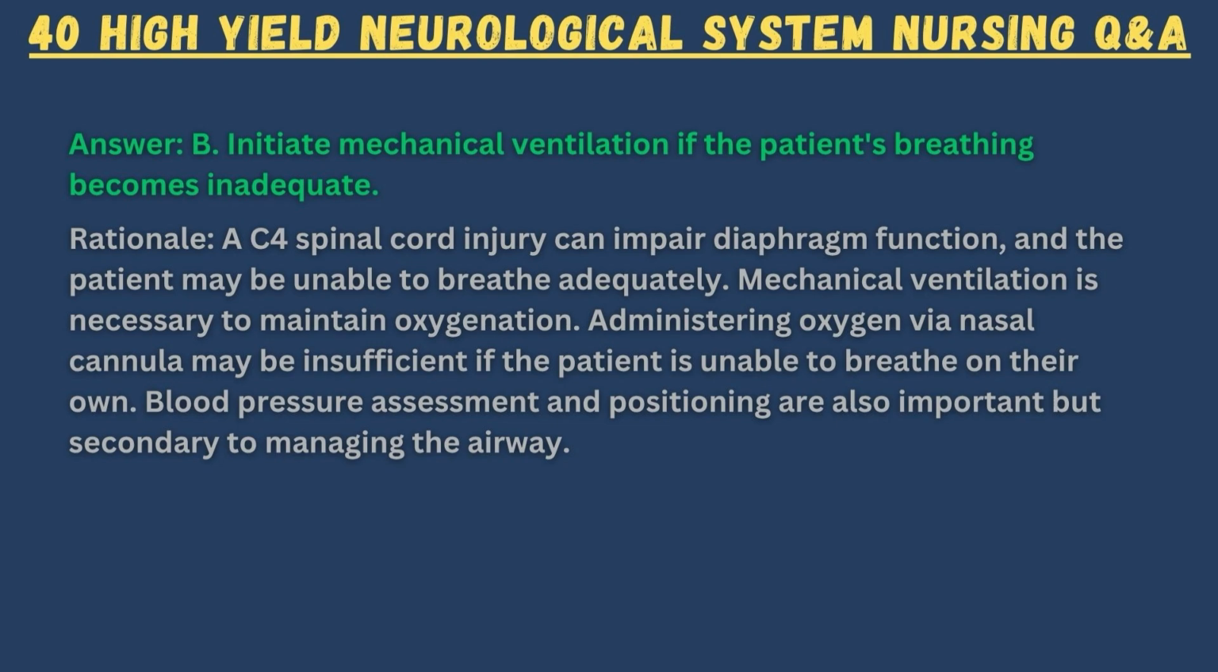Answer: B. Initiate mechanical ventilation if the patient's breathing becomes inadequate. Rationale: a C4 spinal cord injury can impair diaphragm function, and the patient may be unable to breathe adequately. Mechanical ventilation is necessary to maintain oxygenation. Administering oxygen via nasal cannula may be insufficient if the patient is unable to breathe on their own. Blood pressure assessment and positioning are also important, but secondary to managing the airway.